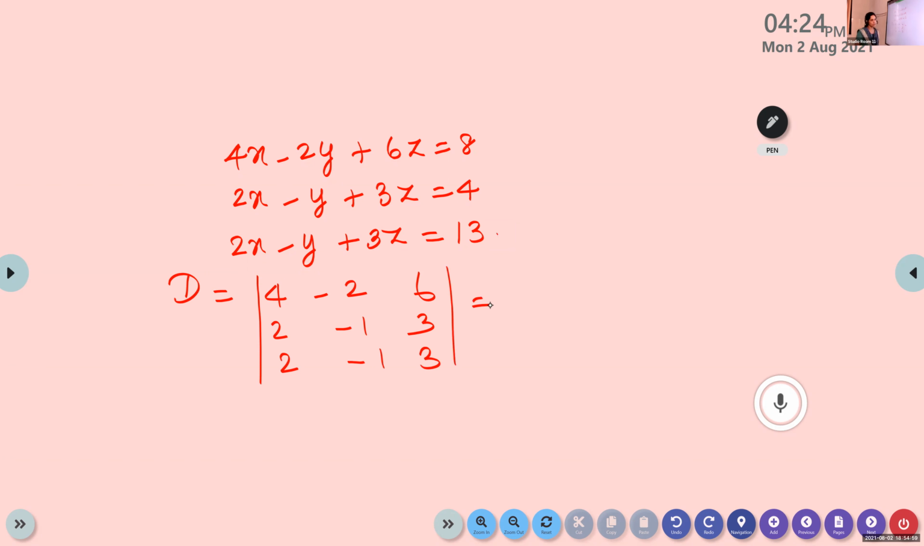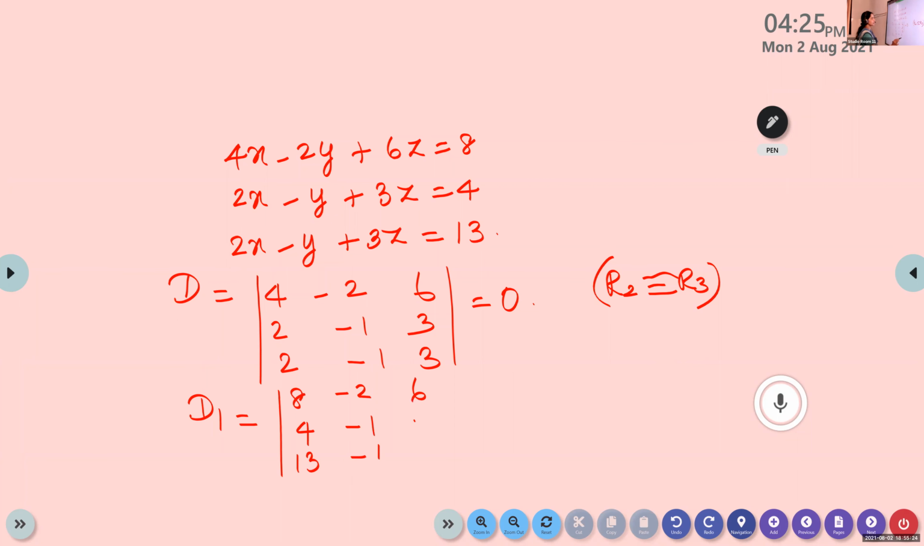What is the value of D? 0. No need to expand it. Two rows are identical. R2 is same as R3. So if two rows are identical, value will be 0. Now find out what is D1. Instead of first row, we write the 8, 4, 13, minus 2, minus 1, minus 1, 6, 3, 3. What is the value here? 0 itself.